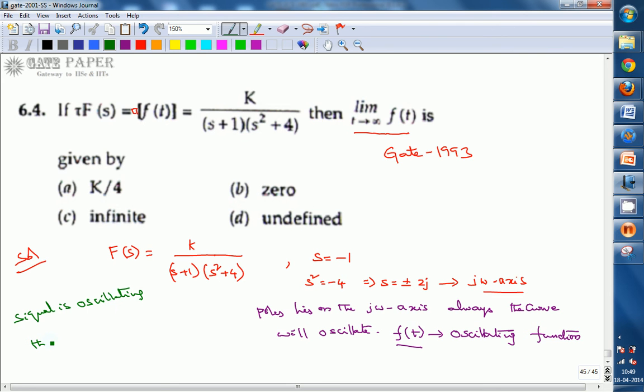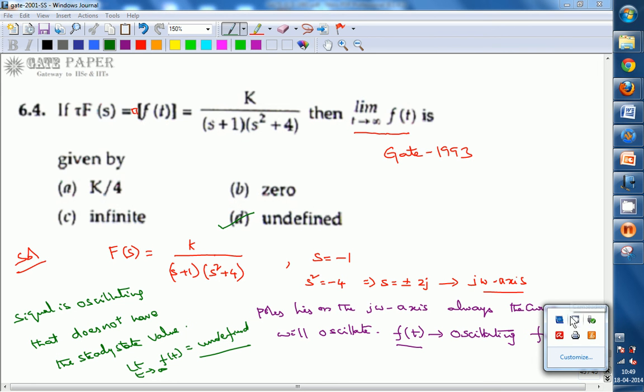Whenever the signal is oscillating, it doesn't have a steady state value. Then here the limit as t tends to infinity of f(t) is undefined, so we can't define that. Here it is undefined, so option D is the correct one. Whenever it is oscillating between maximum and minimum value, we can't define the steady state value. That is option D here.